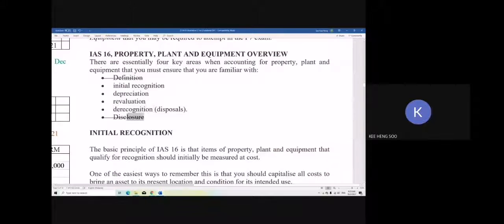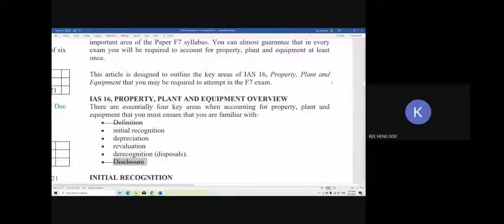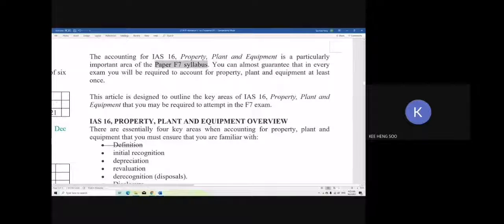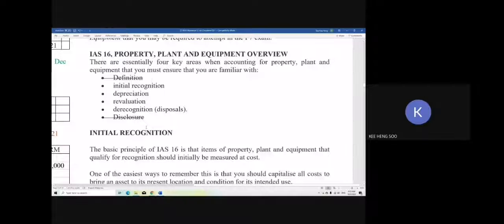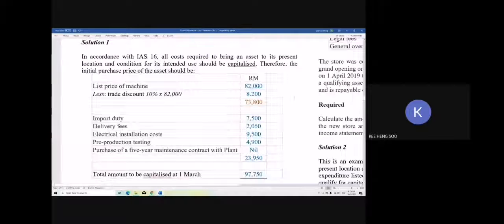This is an article from the ACCA, for the paper F7 financial reporting. So they cut down the definition and disclosure. They focus on this. This is solution 1.